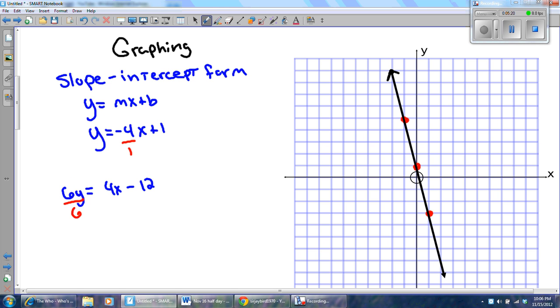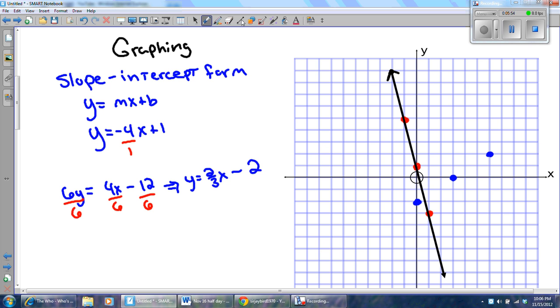So I'm going to divide by 6 and I'll do it on both sides. And when I do it on the right-hand side, I'm actually distributing it. So my new equation becomes y equals 2/3 x minus 2. You might be wondering where I got 2/3 from. I simplified 4/6, and 12 over 6 is the same as 2. So I plot -2 on the y-axis. My slope is positive 2/3: up 2, right 3, up 2, right 3.